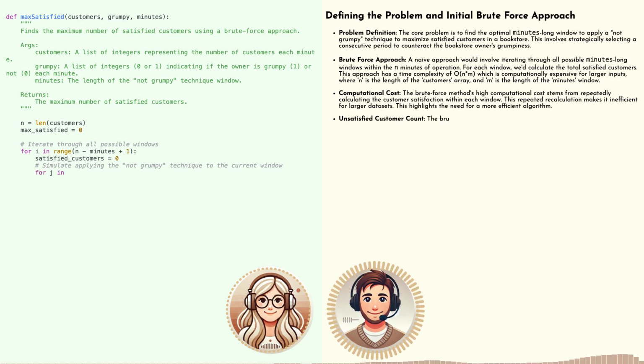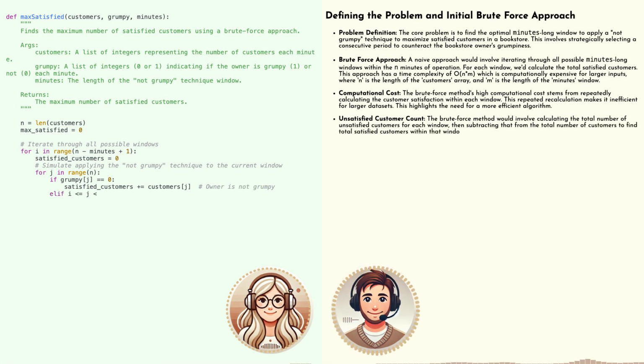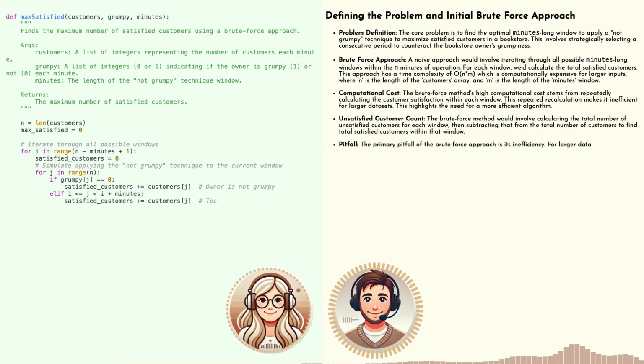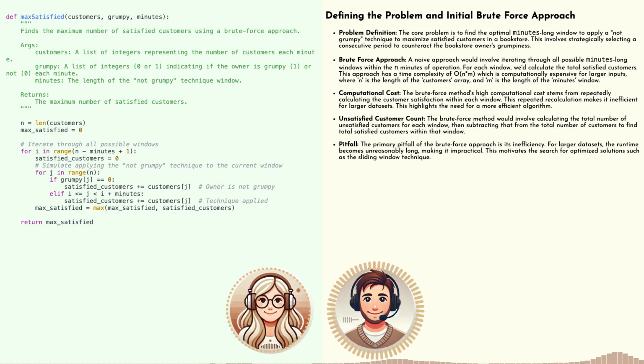Exactly. So picture this. You've got this bookstore owner, and let's just say they have their moods. Some minutes they're grumpy, and when they are, it affects customer satisfaction. But here's the thing. They've got this secret technique to become not grumpy for a specific amount of time. And so the challenge is to find the absolute best time to use this technique so you can make the most customers happy.